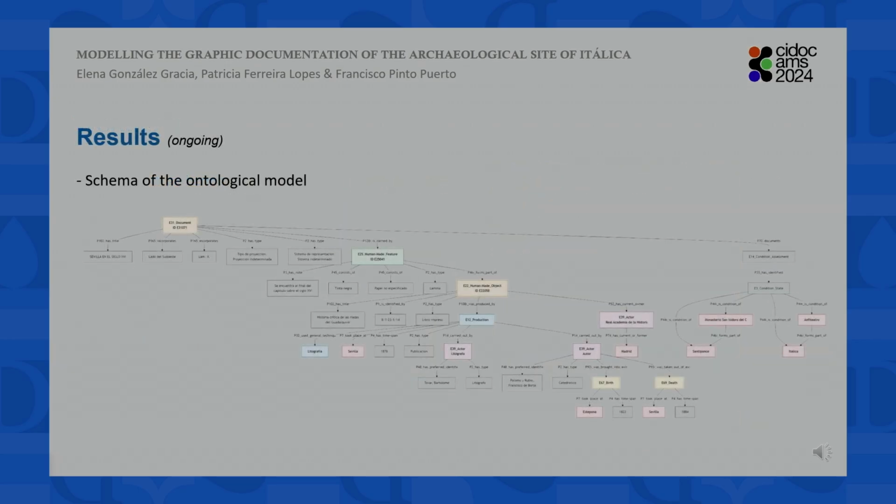Here is part of our results. Here we can see part of a schema of the model. In this particular case, we have some drawings that are part of a document. We have added data about the techniques and materials of the document, also the biography of the author, and data about the part of the site that is represented in the document.